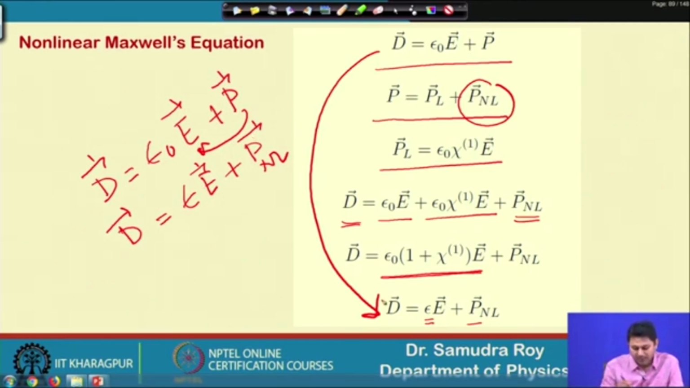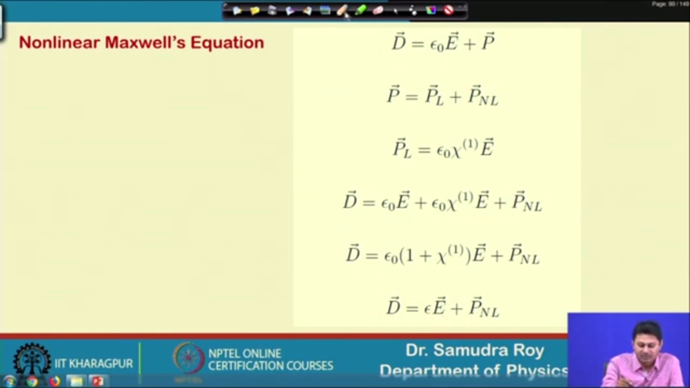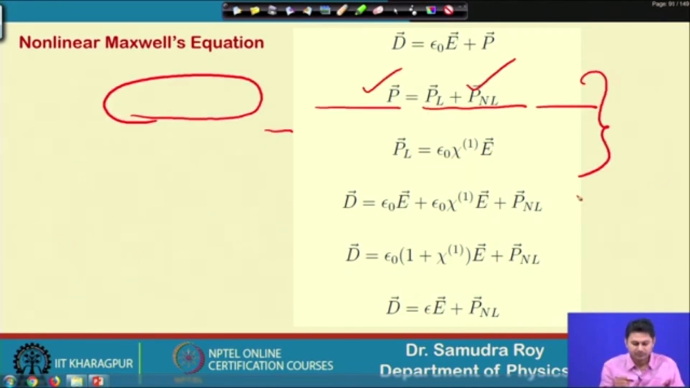So, from here to here we make a certain modification, and the modification is essentially that we just separate out the nonlinear polarization term and the rest is the same. If the nonlinear polarization is 0, then D equals epsilon 0 E, which is the standard form that we usually find when we calculate Maxwell's equations and the corresponding derivations.